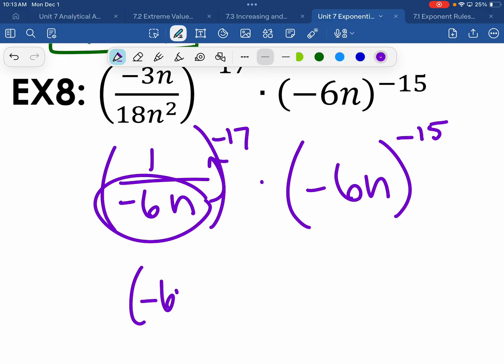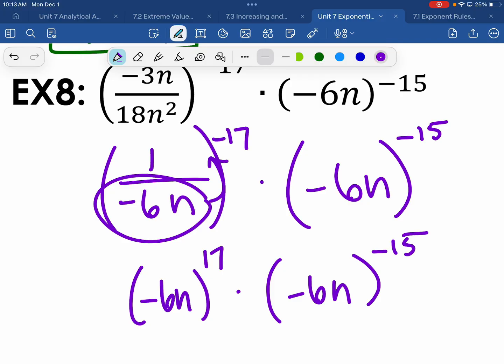So then I'm going to go negative 6n. And now that 17 is going to turn positive. Right? Because when you flip things around, the exponent turns negative, so double negative would make it positive. Okay. Put the 6 in, don't change. Okay, so now the bases are the same.